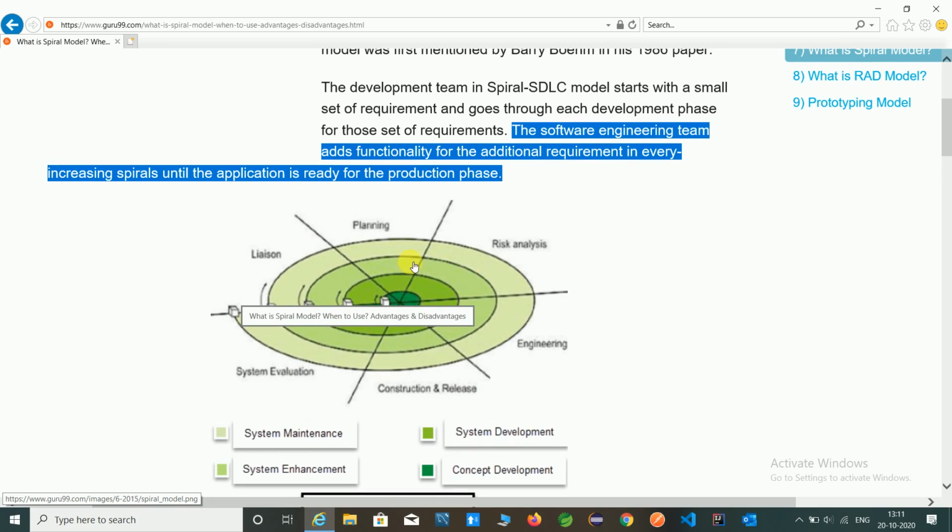Here you can see the diagram of a spiral model. This diagram indicates that you start in the center with the small requirements, and they increase round by round, which is known as a spiral. So with a small requirement we can start this project.